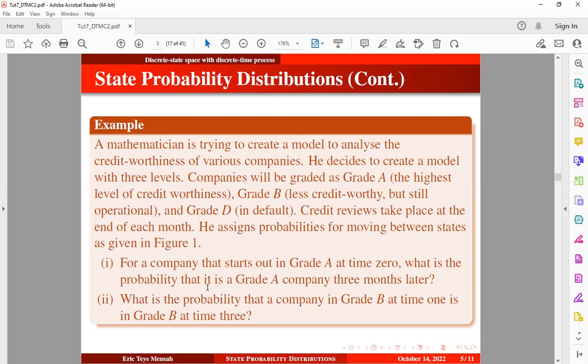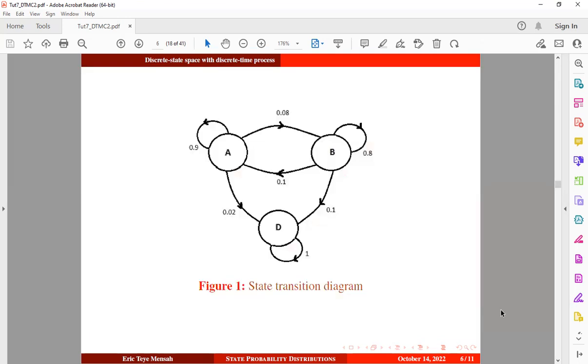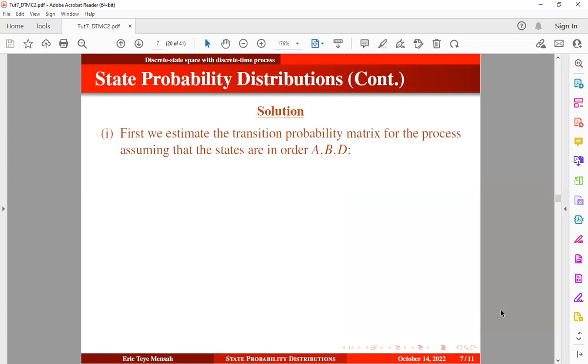And secondly, we want to find what is the probability that a company in grade B at time 1 is in grade B at time 3, okay? So let's take a look at the solution. First, we estimate the transition probability matrix for the process, assuming that the states are in order. So we have grade A before grade B before grade D. So this is going to be the transition probability matrix.